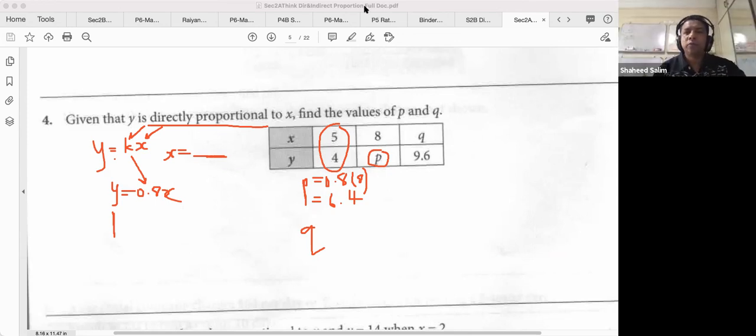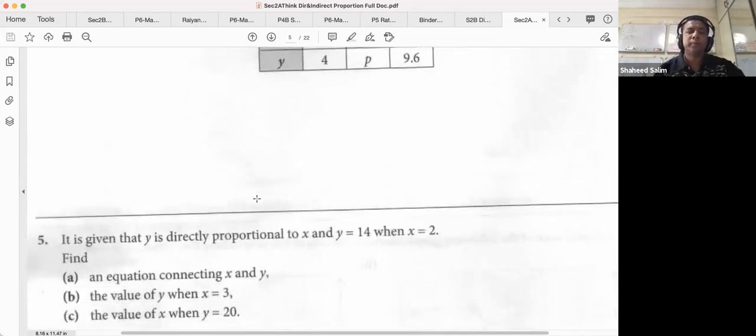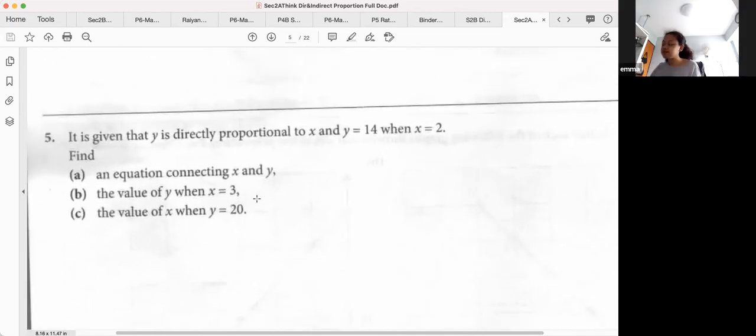Yeah, so it's quite easy, right? Have you completed the whole chapter already? Okay, you try question number 5.